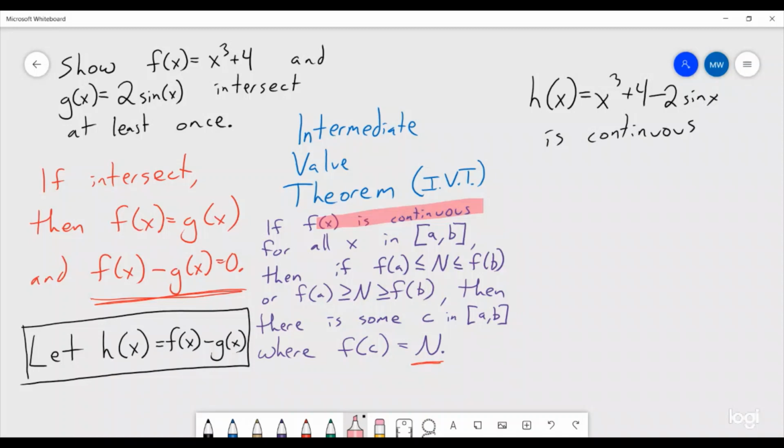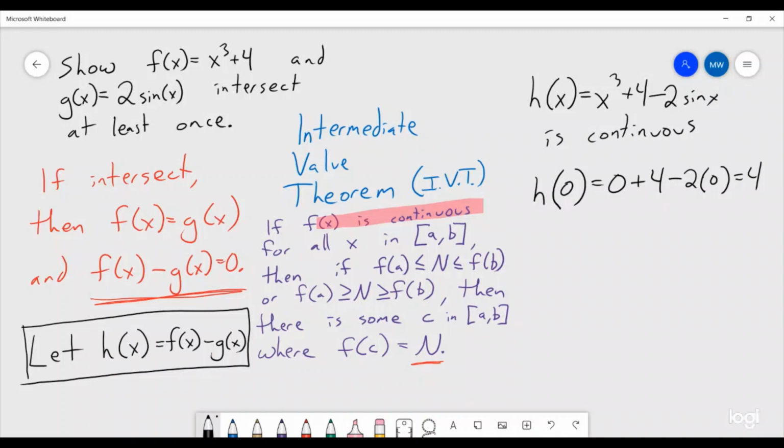So now what we have to do is find an interval where on one side h of that number is smaller than 0, and another one where h of that number is bigger than 0. Let's try just h of 0, see what that number is. That's going to be 0 plus 4 minus 2 times 0, that is 4. Okay, h of 0 is 4. Great. We have something that's bigger than 0. That means we now need to find something that's smaller than 0.